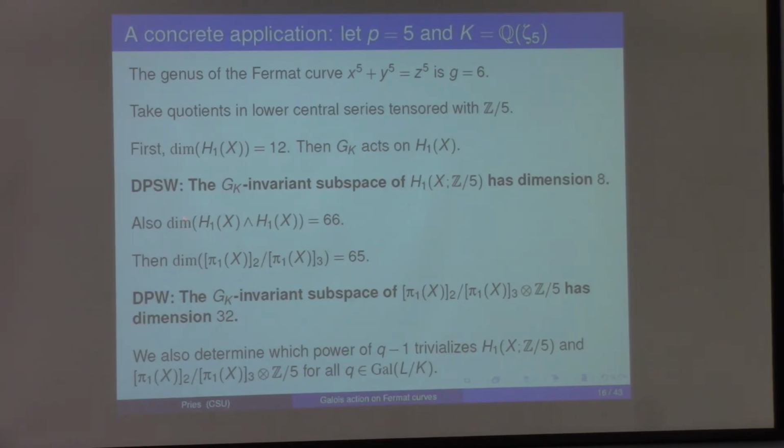And so these calculations were all done on Magma. Another thing you can figure out is which power of an automorphism minus 1 trivializes this homology, or this second quotient in the lower central series. That's somehow saying how many iterates of an automorphism you need to take before it acts like the identity.